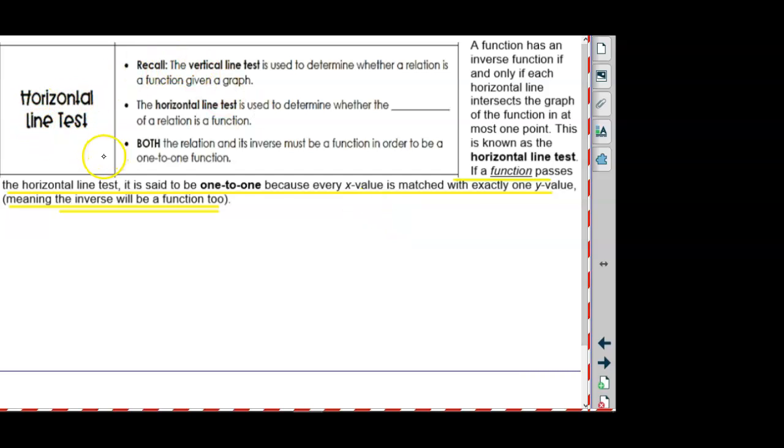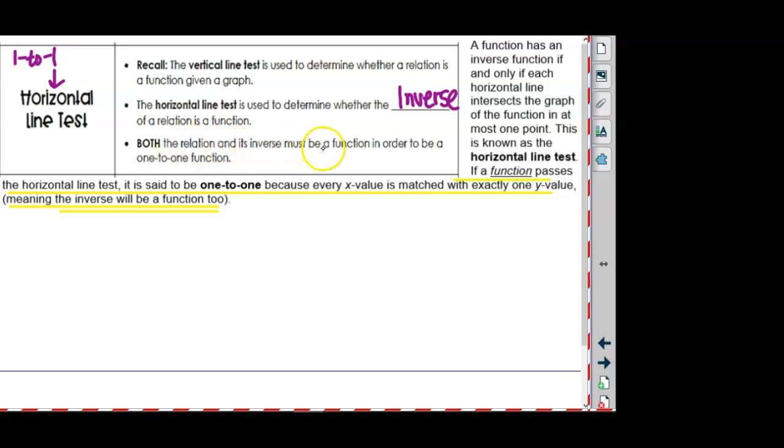The horizontal line test is what will help us determine if a function is going to be one-to-one, okay? So the horizontal line test will decide whether it's one-to-one if it passes. Recall the vertical line test determines whether a relation is a function given a graph. The horizontal line test is used to determine whether the inverse will be a function.